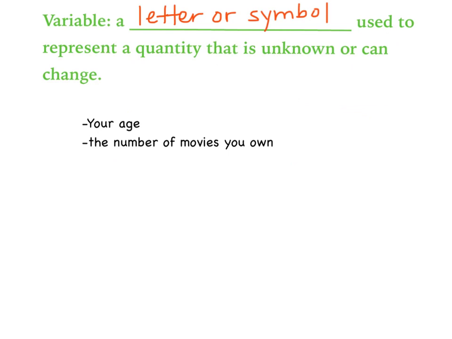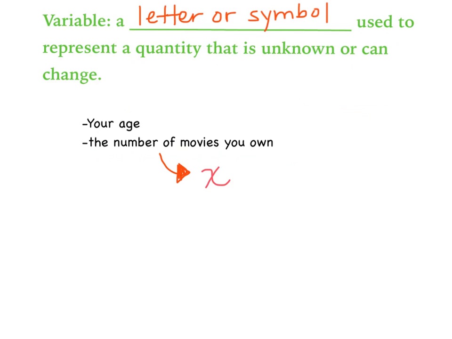So an example is, let's say we're talking about the number of movies you own. Right now maybe you have 10 movies, but that's something that can change. So let's say you don't want to actually put the number, you want to give it a symbol to represent the number of movies you own. You could actually call it anything you want. I could say the number of movies I own is X, or I could call it M, okay?